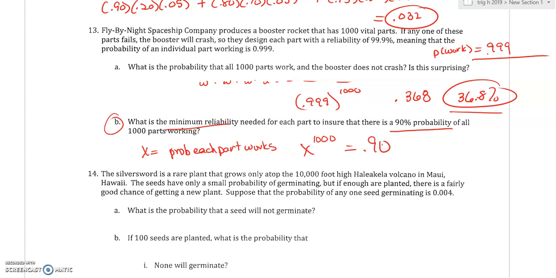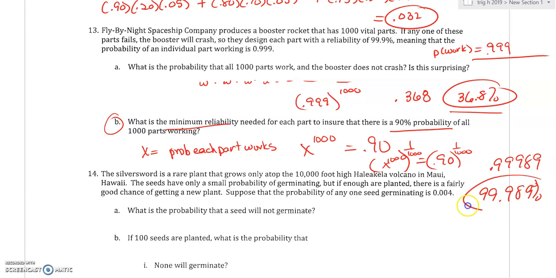So we want work for all 1,000 parts. So if you multiply this out, or I should say if you take each side to solve this, we'd have to take each side of the equation to the 1 over 1,000th power. And you end up with 0.99989, okay? That's what you'd have to have. Okay, good job, everybody.